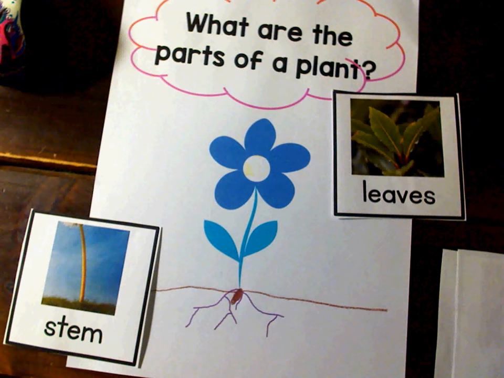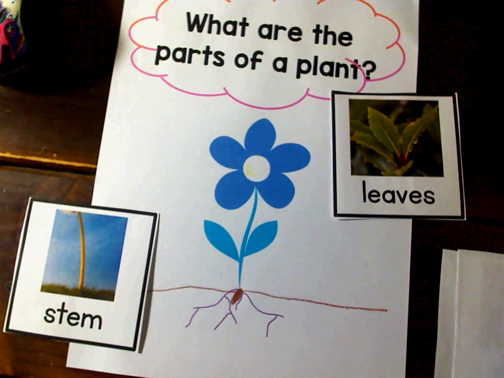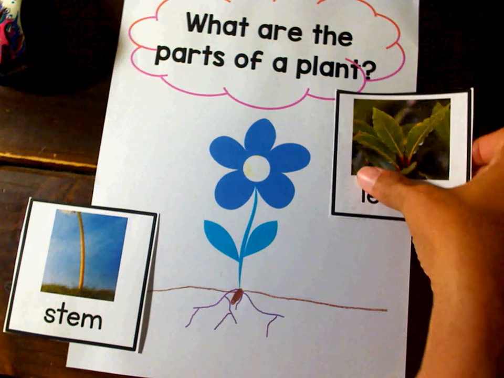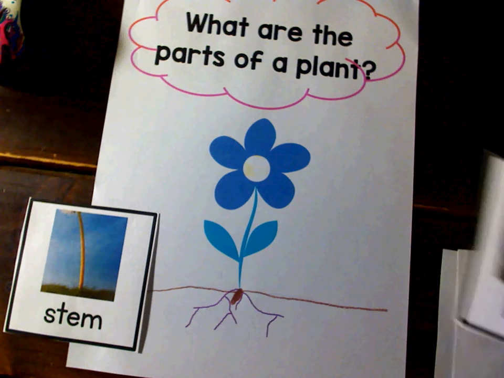Our next clue: this is the part of a plant that makes its food. Would that be the stem or the leaves? Good job, boys and girls. The leaves are what work with the sunlight and the nutrients to make a plant's food.